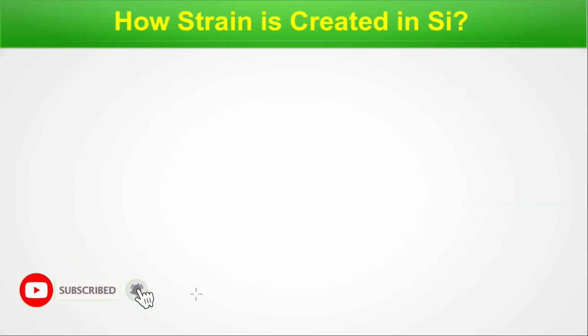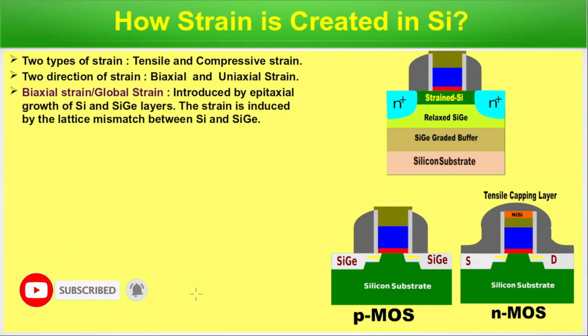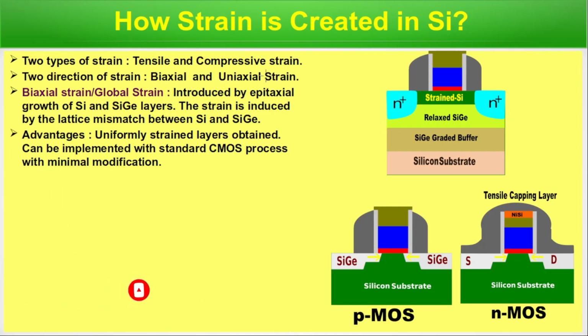Strain is created in silicon. Two types of strain, tensile and compressive. We have seen two types of strain are there, that is tensile and compressive. Two directions of strain, that is biaxial and uniaxial. Tensile strain is basically biaxial on relaxed silicon germanium, and this strained silicon here it's in two directions, right?